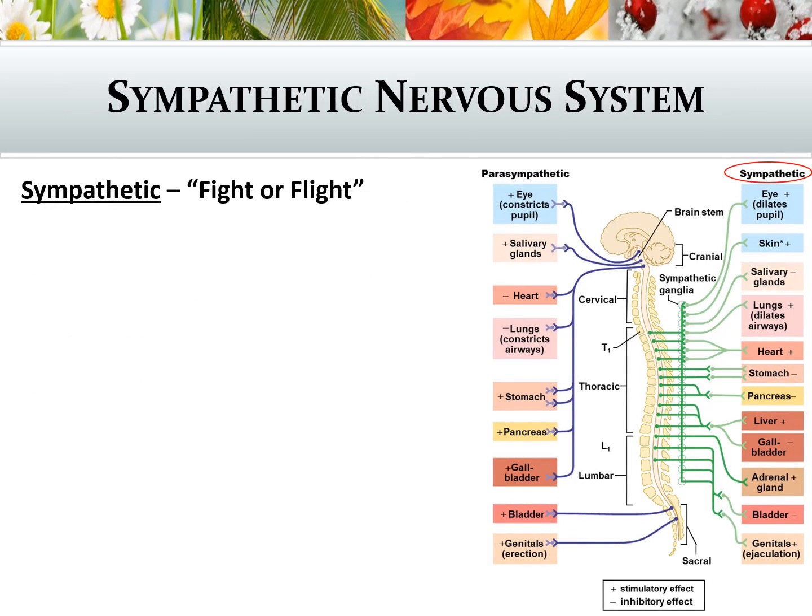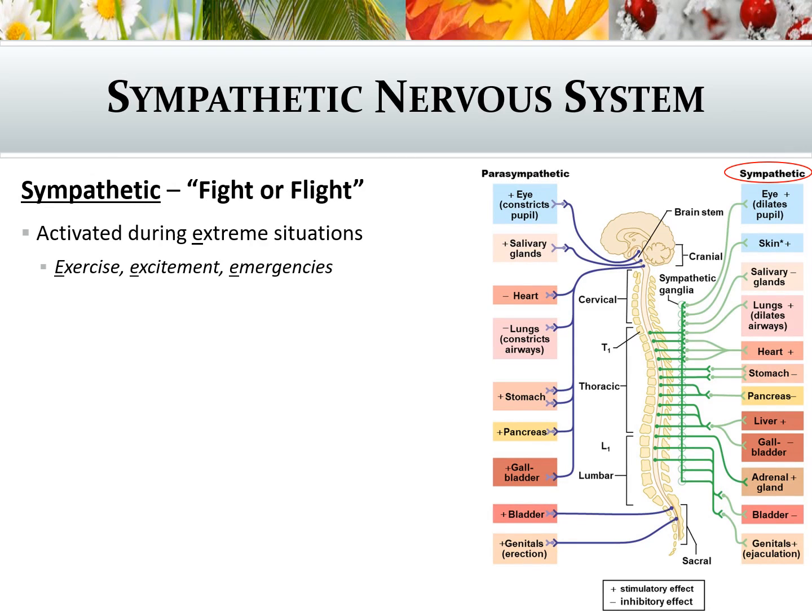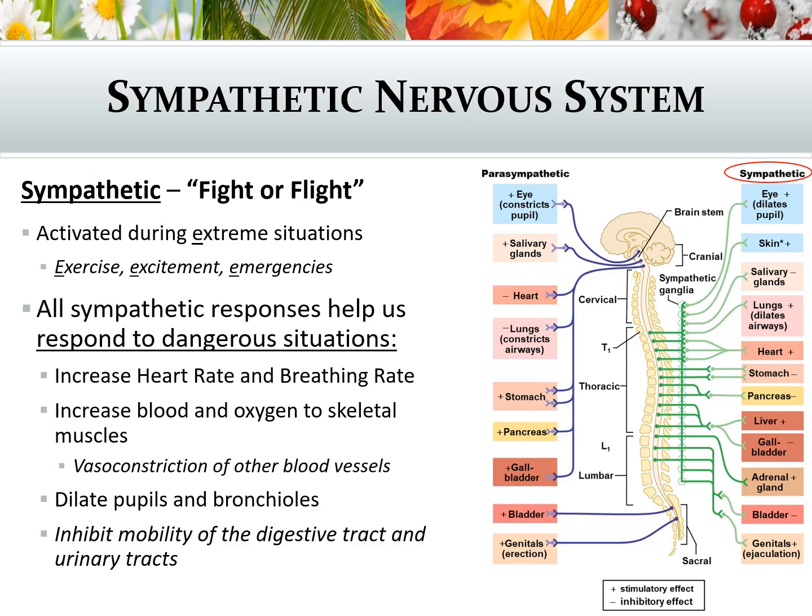So let's first talk about the sympathetic nervous system. This is our fight or flight response to extreme situations. You can think of E for extremes. You can think of exercise, but think extreme exercise. Excitement, again, extreme excitement, and emergency situations. So really, the sympathetic response is to help us respond to dangerous situations.